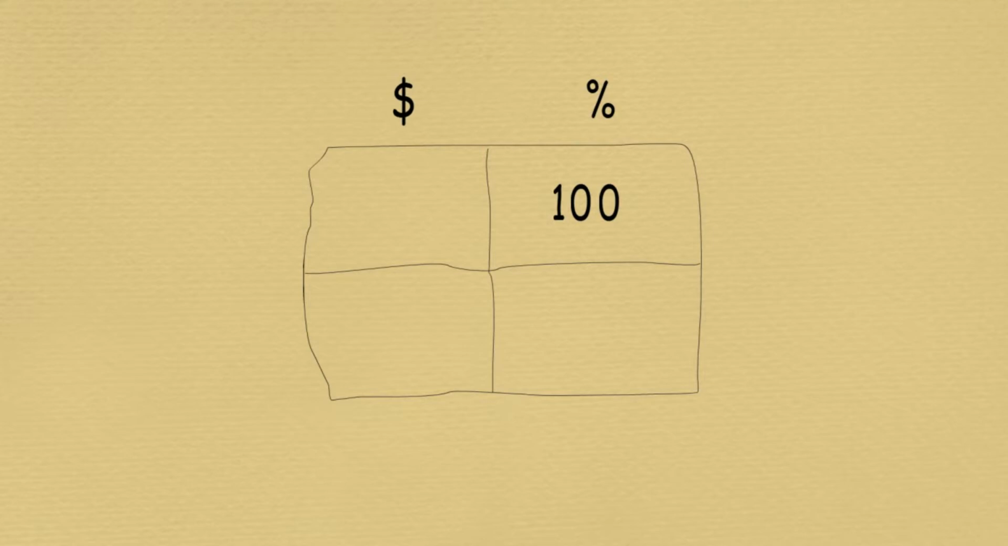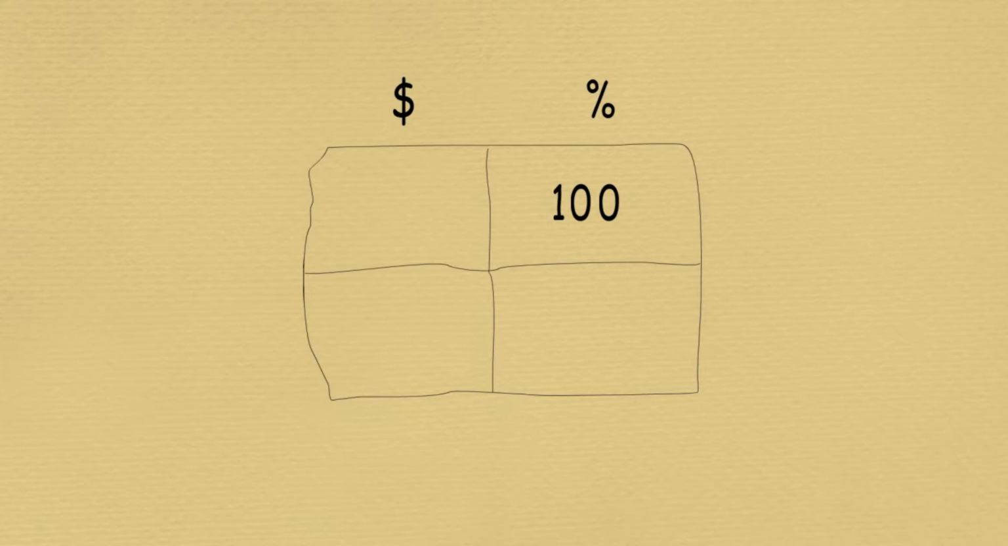Anything on the first column is going to be reserved for money only. And anything on the second column, because the second column has the symbol for percentages, is going to be reserved for percentage quantities only, okay? So now, let's do an example.